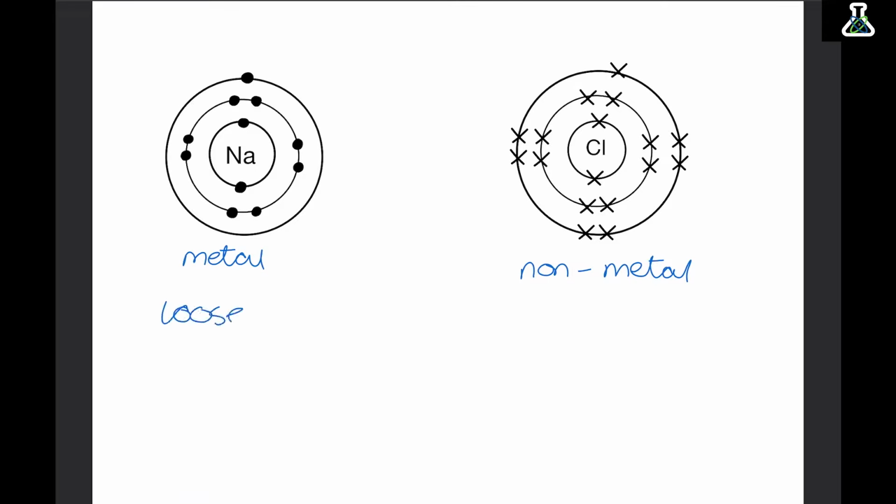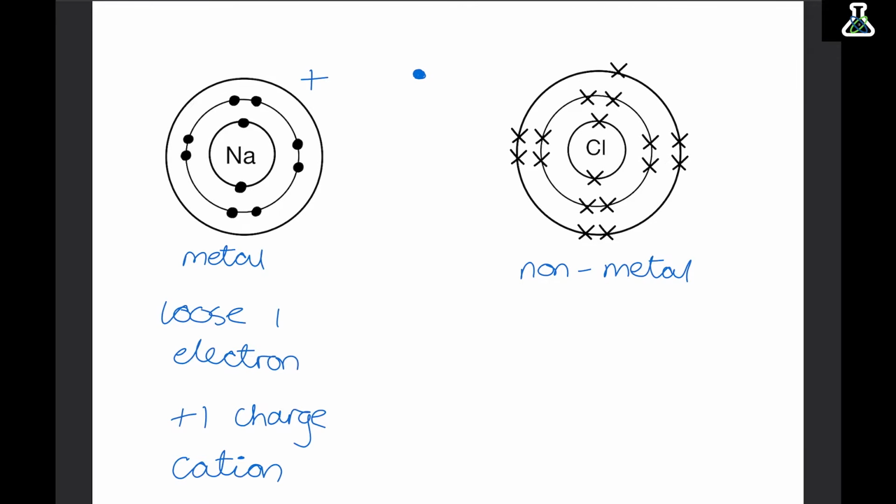It loses 1 electron. So this electron is lost and given out. Now because it's lost an electron, it's going to have a +1 charge. So sodium is going to form a positive ion, and this is going to be a cation. So now for chlorine to get a full outer shell, it needs to lose 7 electrons or gain 1.